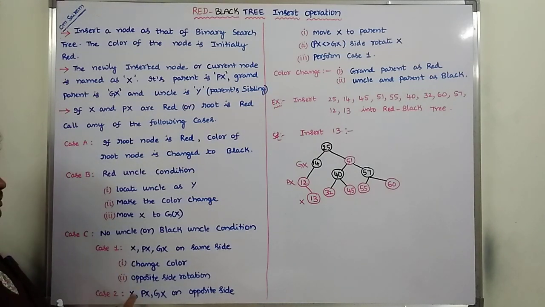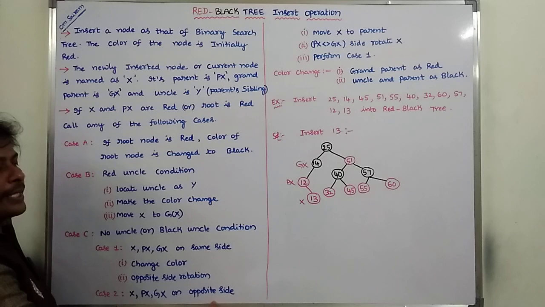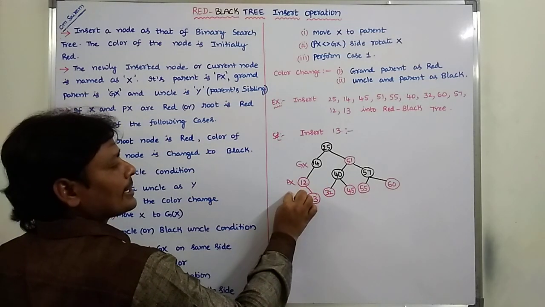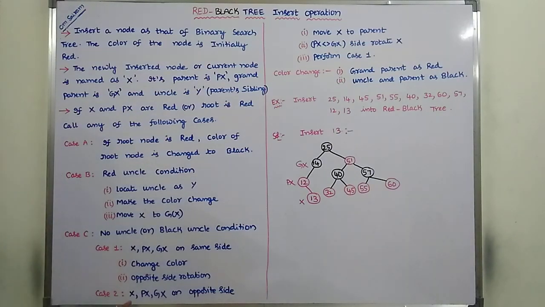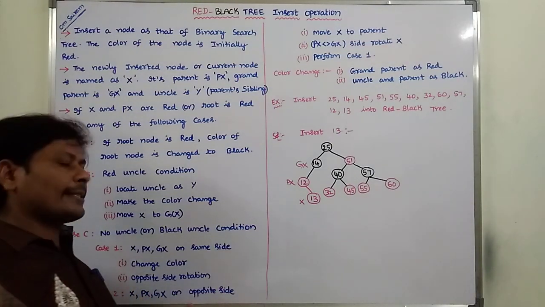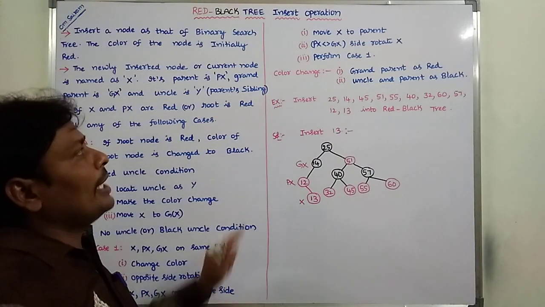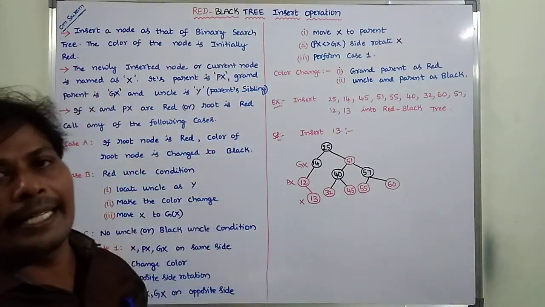Go to case 2. X, Px, Gx on opposite side. So X, Px is one side, Px and Gx is another side. So this condition is true. X, Px, Gx on opposite side. So then we have to follow these conditions.